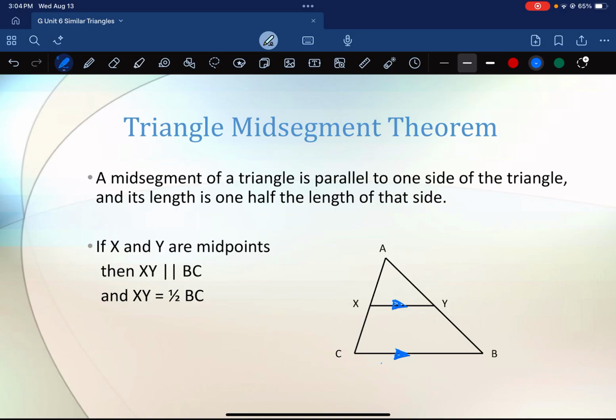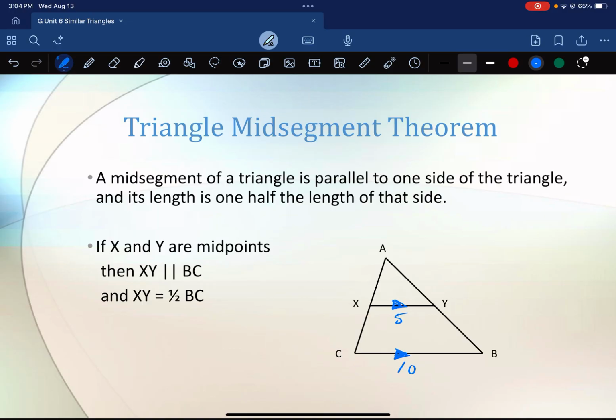So let's read this again. A mid-segment of a triangle is parallel to one side of a triangle. Oh, okay, yeah. So then the mid-segment's length is half of this. So XY is half of CB. That's what it's saying. So its length, meaning the mid-segment, is half the length of that side, being the one it's parallel to. Okay, so like if this side were 10, then this would be 5.